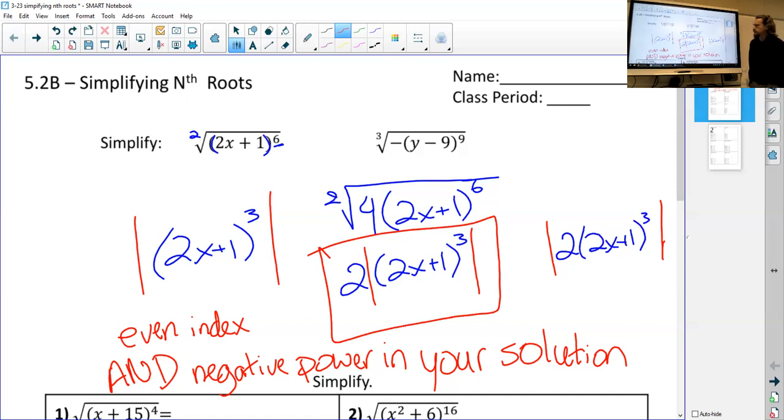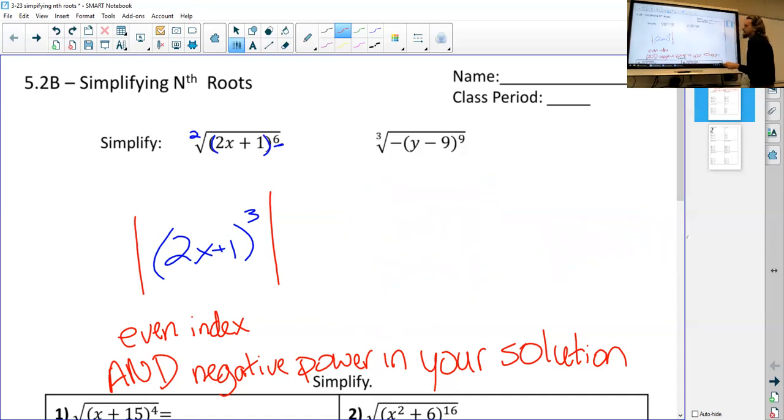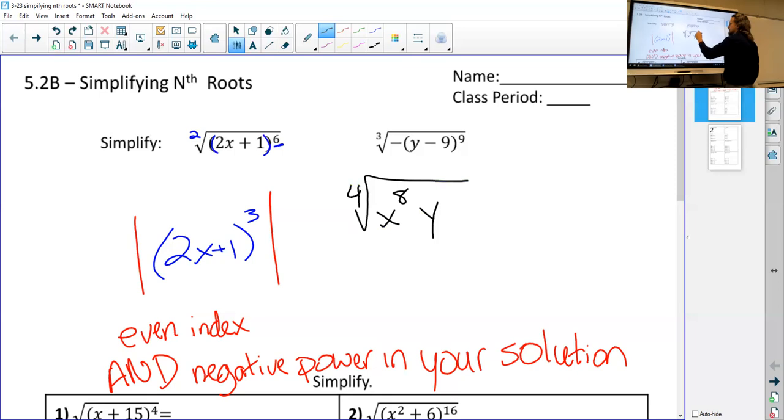All right, what else? Another variation. What if we get rid of the parentheses? What if we said, I don't want to write this. Let's say the 4th root of x to the 8th y to the 4th. Yeah, that's a good one. This will give us a couple of different situations altogether.